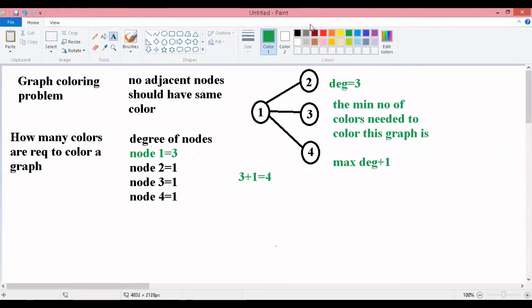So if we take any color, for example if I take this as red, then I can't color any other nodes with red. Okay. Now if I take this as green, this as purple, and this as brown.